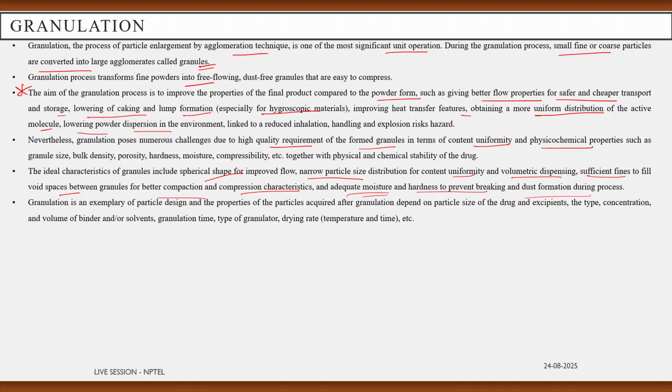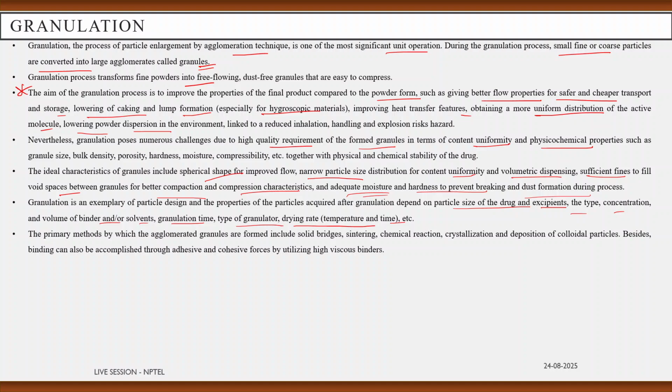So this granulation is an exemplary of particle design, and the properties of the particles acquired after granulation depend on particle size of the drug and excipients, the type and concentration and volume of binder or solvents, granulation time and type of granulator, drying rate, etc. All these parameters play an important role in the granulation process.